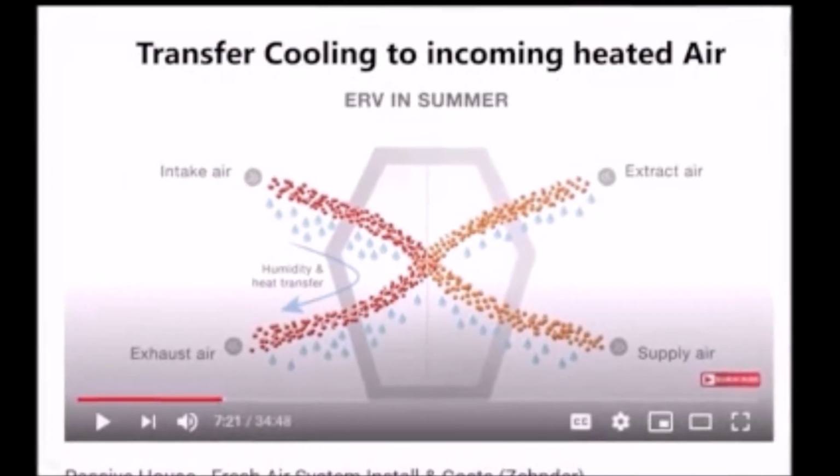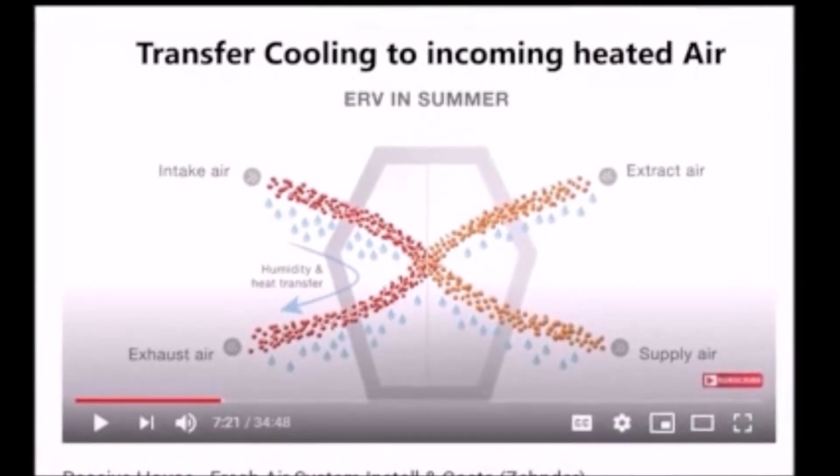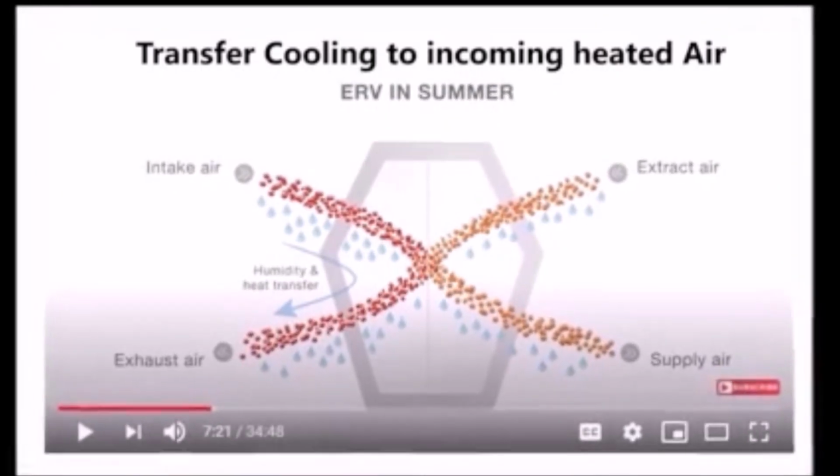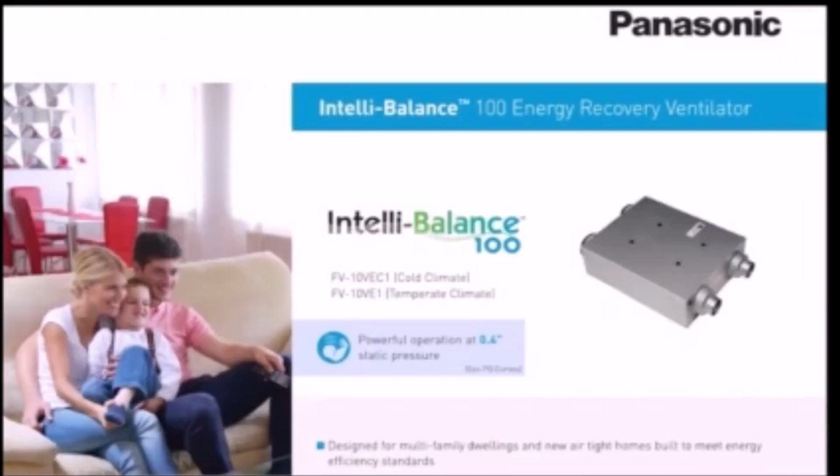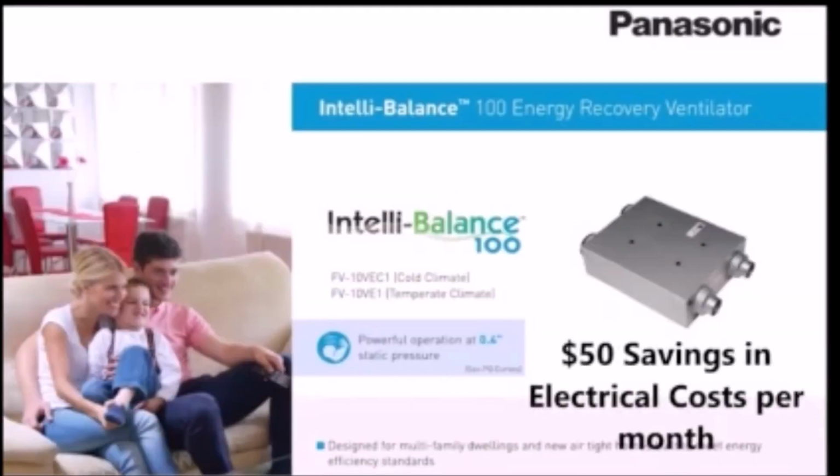And as it comes through, the transfer of the cooling to the incoming heating air is going to save you electrical costs there. So what we figured was about $50 in savings in electrical costs per month for this unit and for this house.